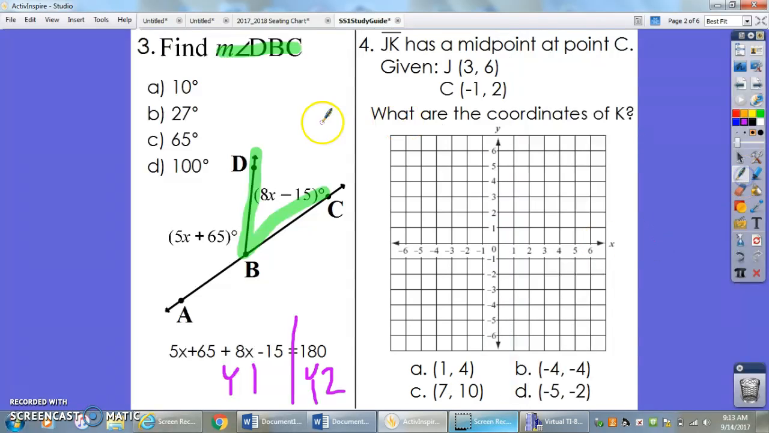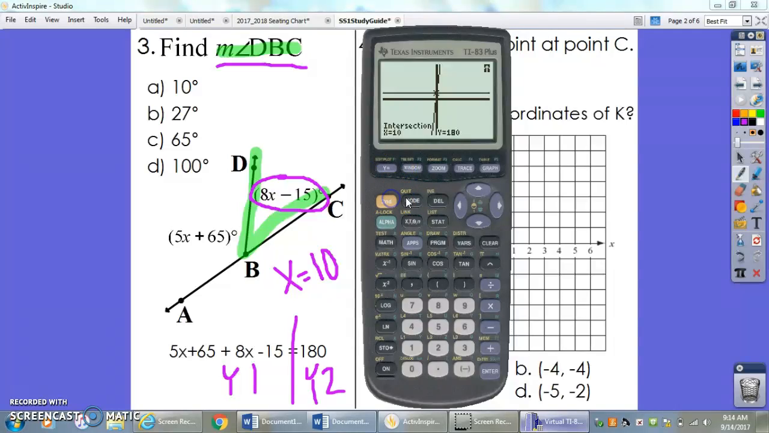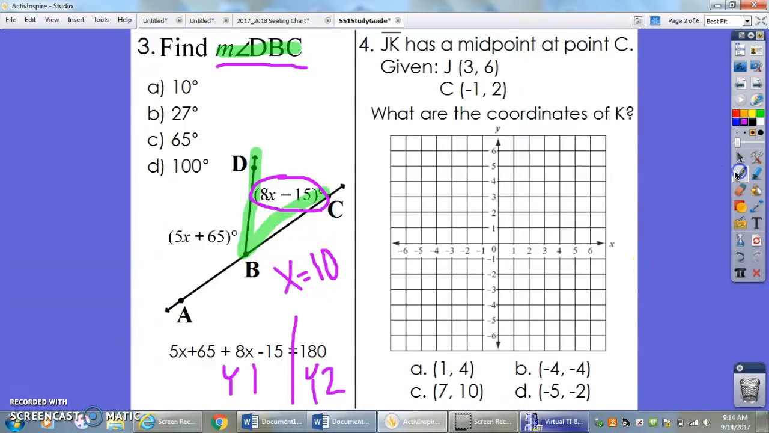Okay, so go back to my question. I'm going to write that down. X is equal to 10. Then look back to what I'm supposed to answer: I'm supposed to find the measure of angle DBC. So I have to plug x into this value. You can just go back to your calculator, second quit, and then just type in 8x subtract 15. Hit enter. 65. So that angle is 65 degrees. That seems reasonable. It's smaller than 90. So I feel good.